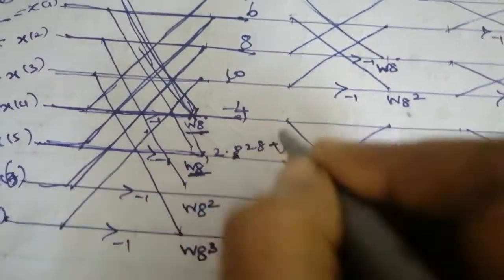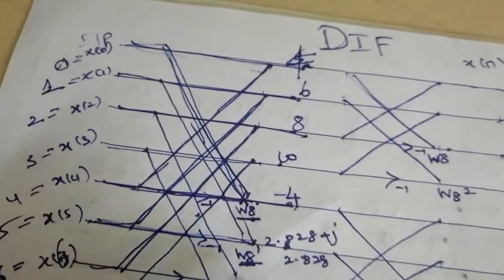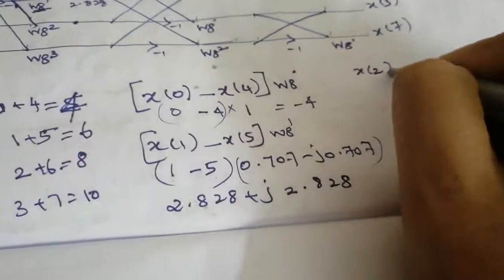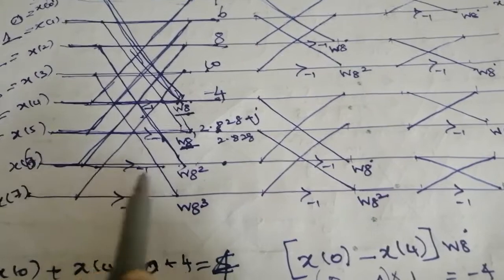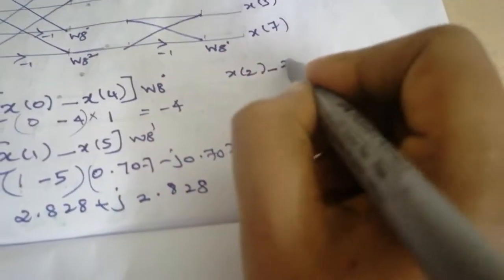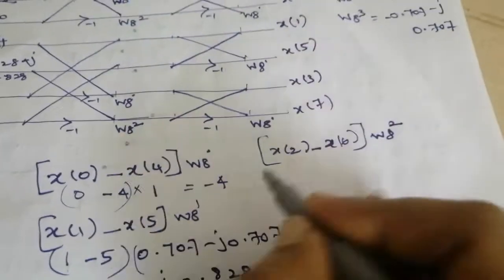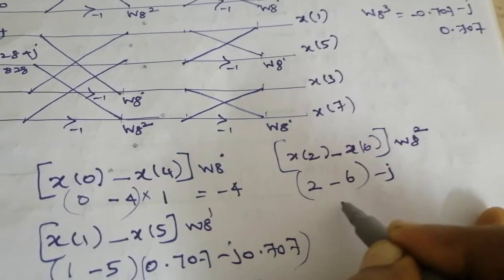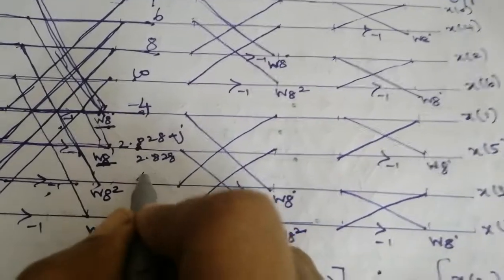2.828 plus j 2.828. And this value is x of 2 line. X of 2 line is added with x of 6. X of 6 is multiplied with minus 1, so we are using minus into x of 6. After that, the twiddle factor W8 power 2 is multiplied. So x of 2 value is 2, x of 6 value is 6, into W8 power 2 is minus j. So minus 4 into minus j equals plus 4j. So this answer is plus 4j.